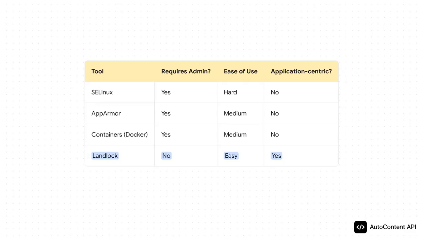And this table right here, it really tells the whole story. You've got the heavyweights, right? SELinux, AppArmor, they are absolute powerhouses, but they need administrator rights. They demand system-wide policies, and frankly, they are famously complex. Containers like Docker, awesome for servers, but pretty clunky for a simple desktop app. But then, look at Landlock. No admin rights needed. It's designed to be easy. And here's the kicker. It is application-centric. The security is built by the app for the app.